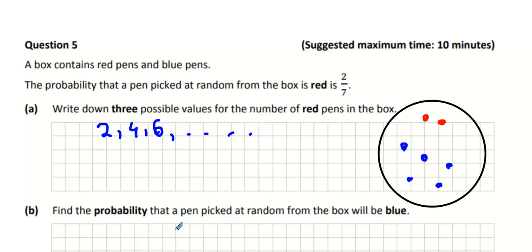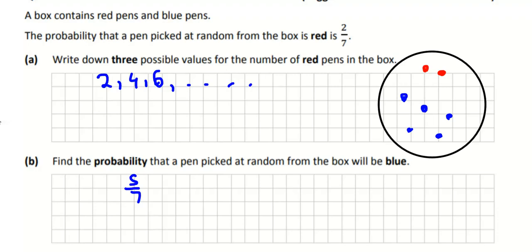Now, find the probability that the pen picked at random was blue. Well, that's 5 over 7, no matter what way you look at it.